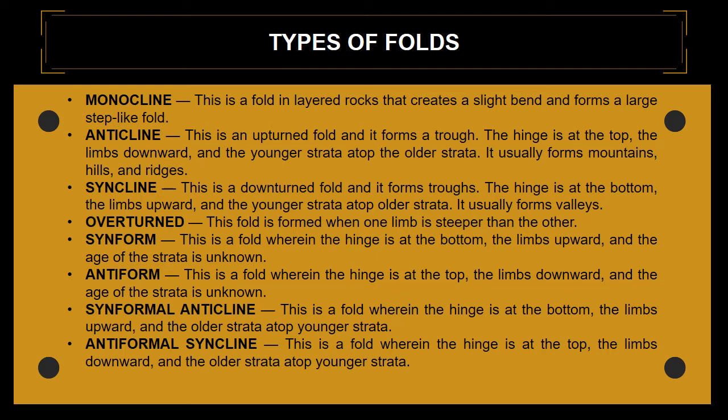So, synform. This is a fold wherein the hinge is at the bottom, limbs upward, and the age of the strata is unknown. So, para siyang syncline. Pero, hindi alam kung ano yung age ng strata. Kasi sa syncline, yung younger strata is above older strata. So, dito sa synform, hindi nila alam kung anong age ng strata na yun. So, next, antiform. This is a fold wherein the hinge is at the top, the limbs downward, and the age of the strata is unknown. Same as anticline, pero same as synform, hindi rin alam yung age ng strata niya. So, synformal anticline. This is a fold wherein the hinge is at the bottom, the limbs upward, and the older strata above the younger strata.